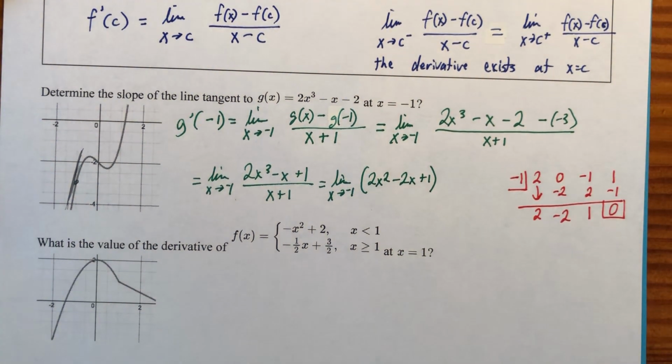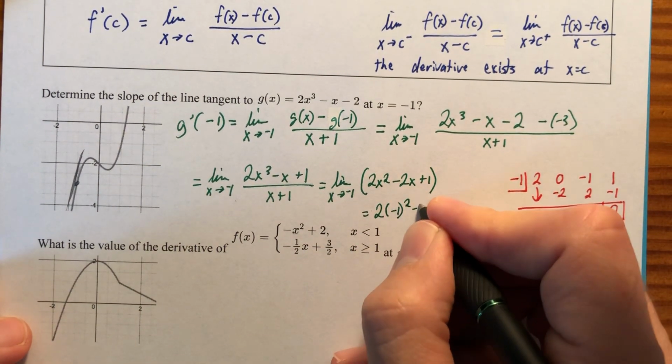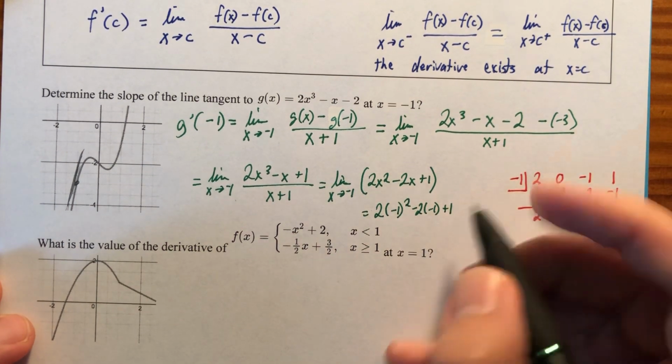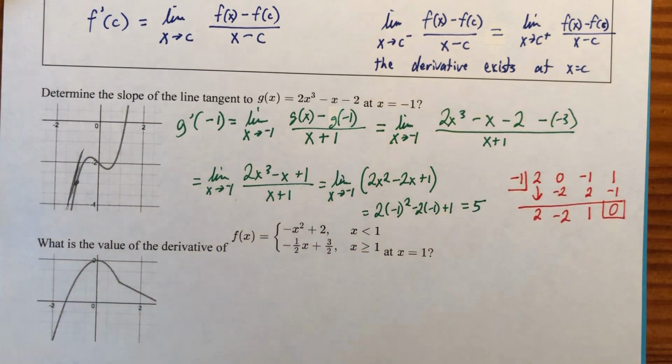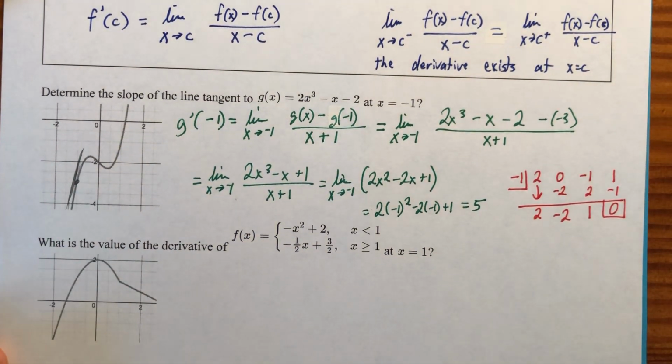Okay, may I plug a -1 in now? Yes, I may. And I have 2 times (-1) squared minus 2 times -1 plus 1. And that gives me 2 plus 2 plus 1, 5. The slope of this really awkward looking line that I drew that's supposed to be tangent at that point is 5. Okay, let's do the next one.